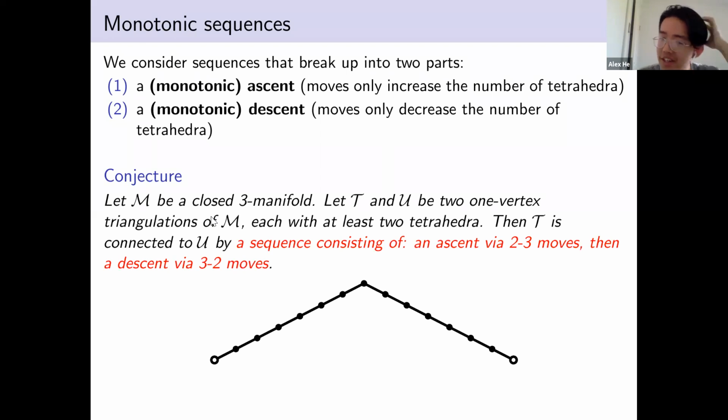So here's the conjecture, which is what I just said. This is the same statement as before, the black part is the same as before, but instead of an arbitrary sequence of 2-3 and 3-2 moves, what I've got in red is this monotonic sequence. So you go up by 2-3 moves and down by 3-2 moves.